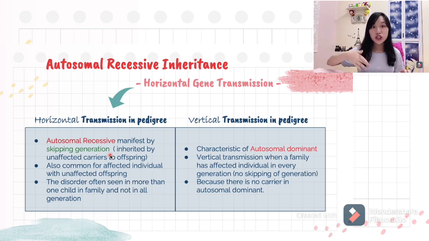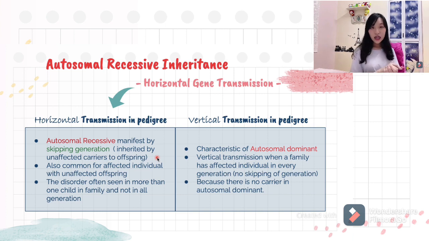Among these three generations, skipping of generation can be said to occur when, in the first generation, the grandparents are affected with the disease. They are individuals in that first generation who have the disease, for example thalassemia. But in the second generation, the parents' generation, there are no individuals with thalassemia. They can be carriers or normal individuals, but there are no individuals affected with thalassemia. So it means that it skipped this generation, where there are no affected individuals.